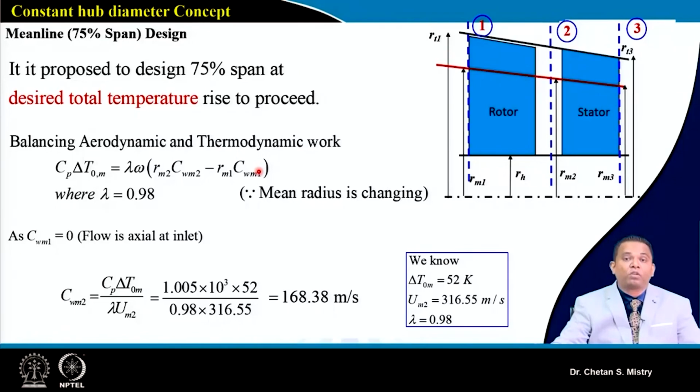Be careful when we are doing our calculation for a supersonic or transonic compressor. Okay, we are assuming our entry condition to be axial, and that is the reason we are assuming my whirl component to be 0 meter per second. That will give me my whirl velocity at the exit of my rotor, and that is coming to 168.38 meter per second.